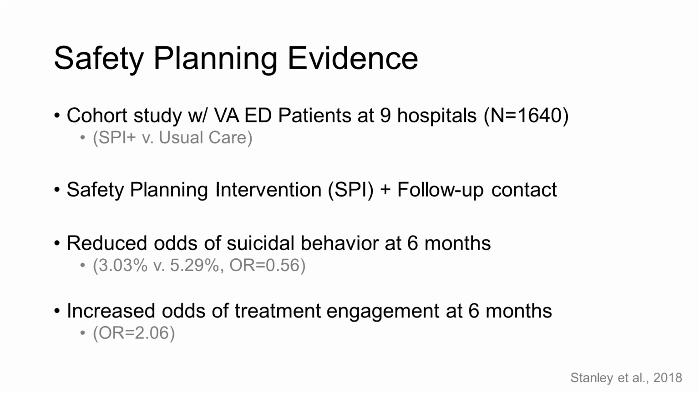Some really recent evidence, just to show you what's been done, is Barbara Stanley and Greg Brown did this big study with folks at VA emergency departments and found that if you did safety planning with them, and in the next study they also added on a follow-up phone call, which you can imagine all the ways that you would tend to have follow-up with people during outpatient work. But when you did safety planning plus this follow-up call, they saw that the future risk of having some kind of suicidal behavior decreased in a meaningful way.